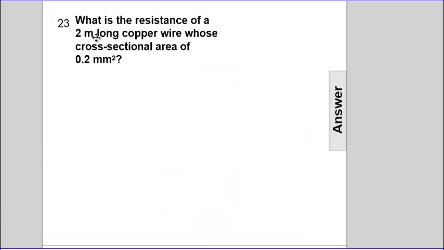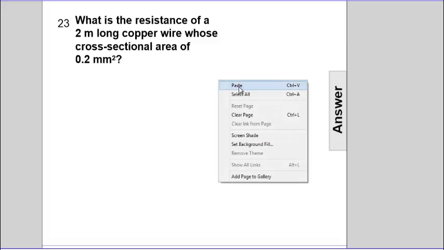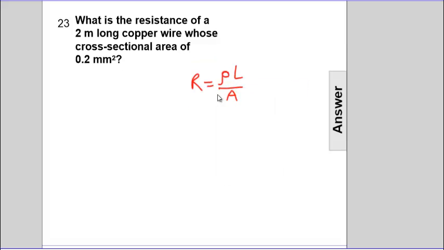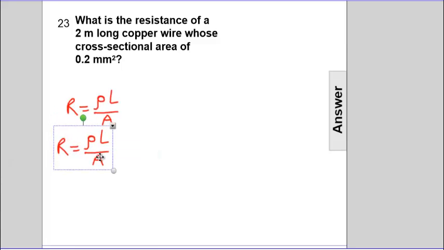What is the resistance of a 2-meter long copper wire whose cross-sectional area is 0.22 millimeters squared? So we're given a problem to solve for resistance. So we'll pull our friend out of our hat, our equation, and we're going to solve this for resistance. It's already been manipulated, so actually I'll just paste it again, and we can solve by subbing in numbers.